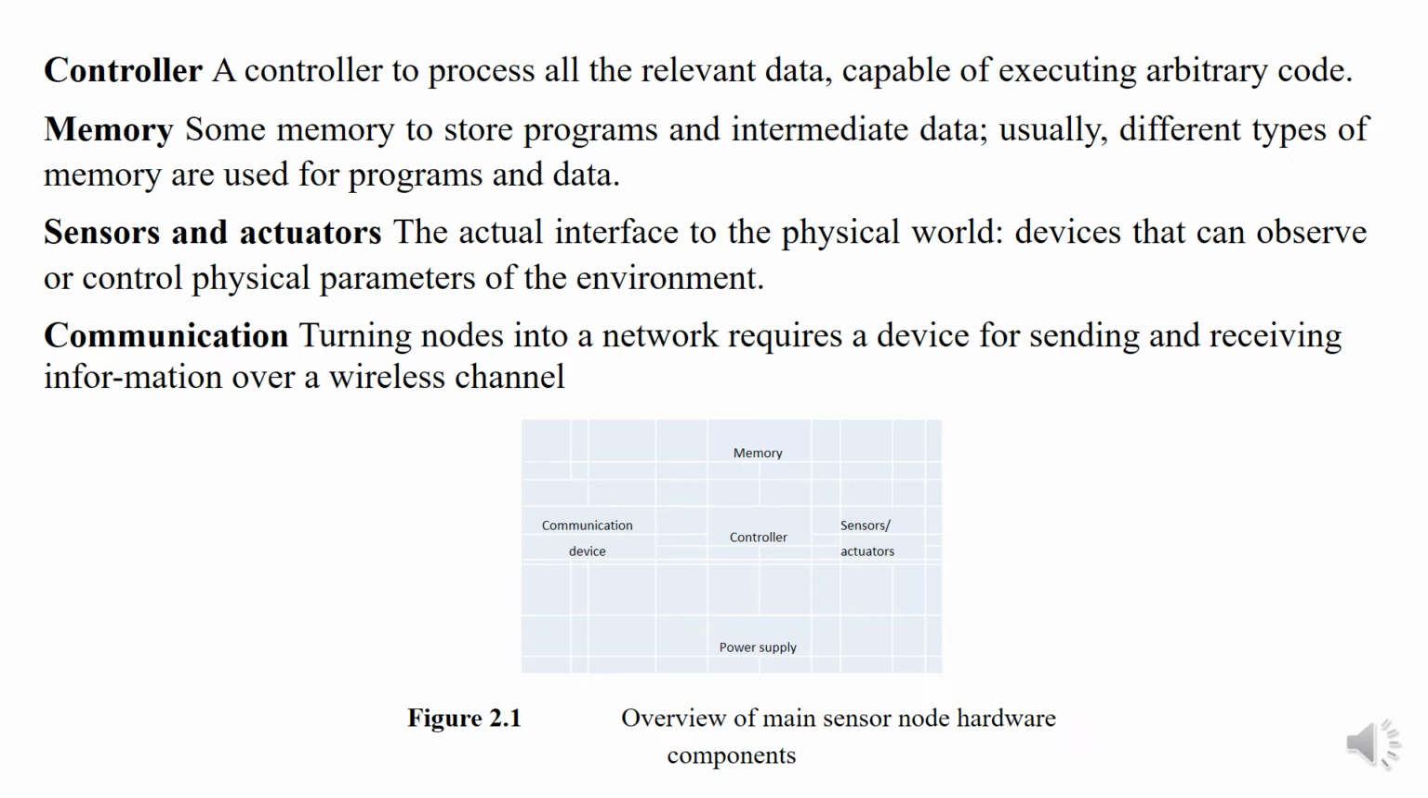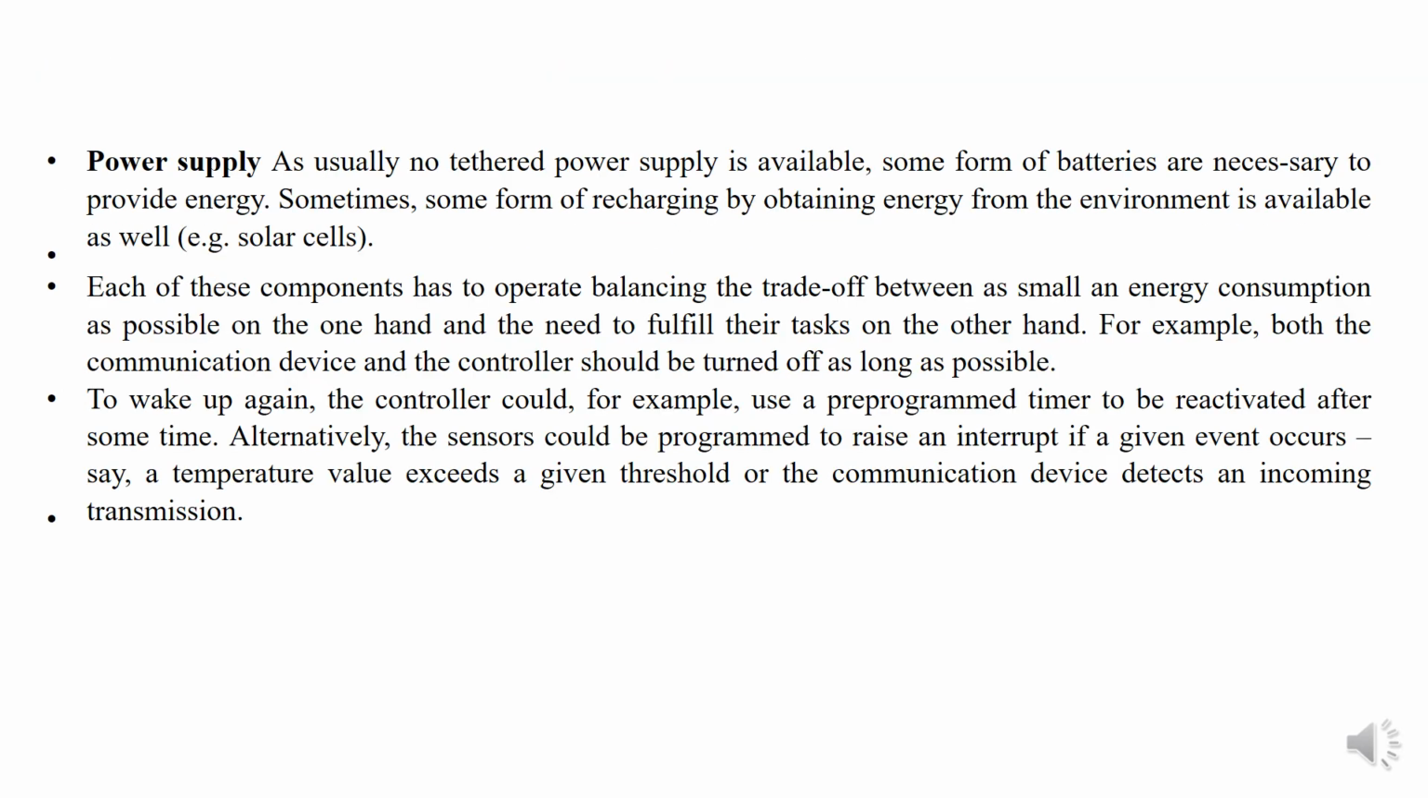Communication: turning nodes into a network requires a device for sending and receiving information over a wireless channel. Power supply: as usually no tethered power supply is available, some form of batteries is necessary to provide energy. Sometimes some form of recharging by obtaining energy from the environment is available as well.